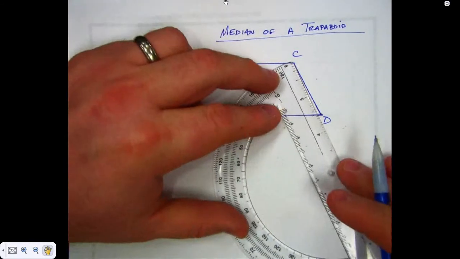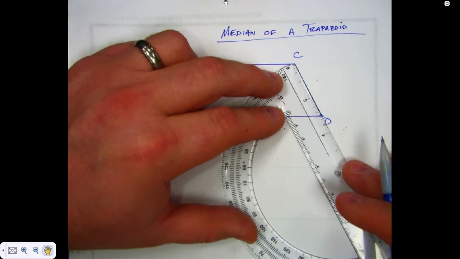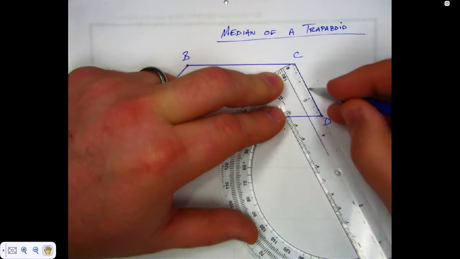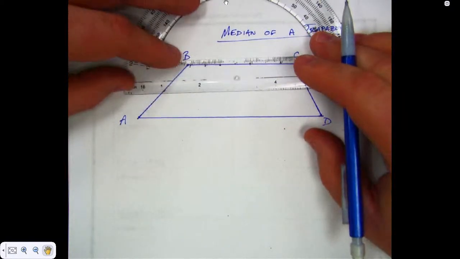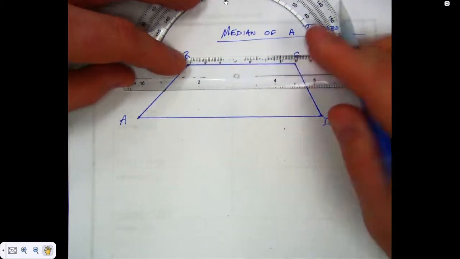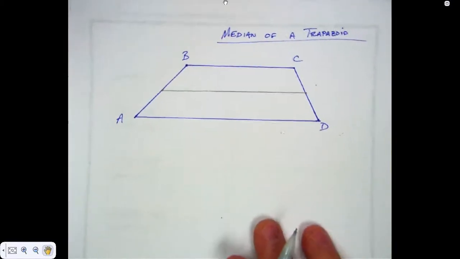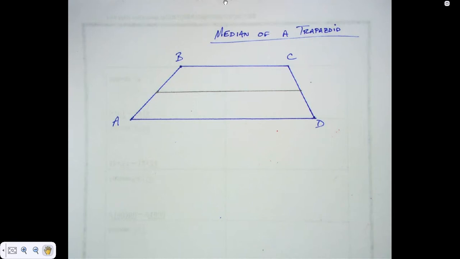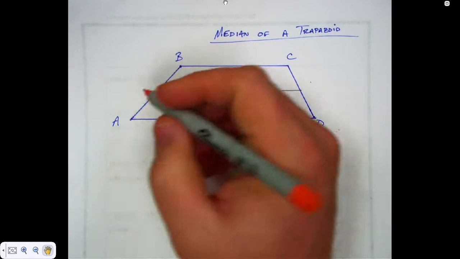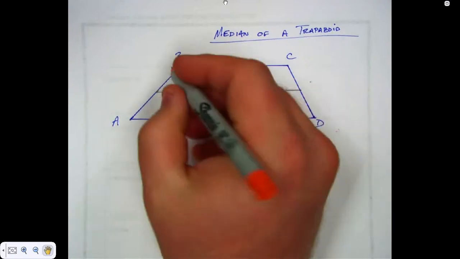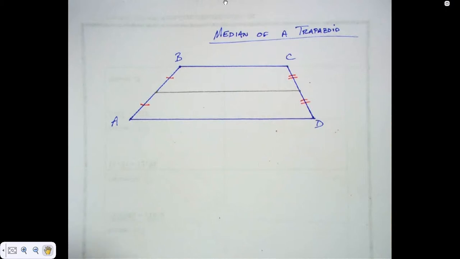Length of this one. What did I just measure off? The middle of both lines, the midpoint. Medians connect midpoints of sides. So that means that this is congruent to this, and this is congruent to that. That's what makes it a median.